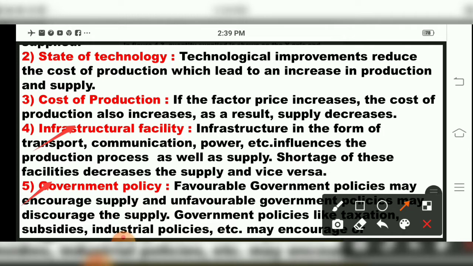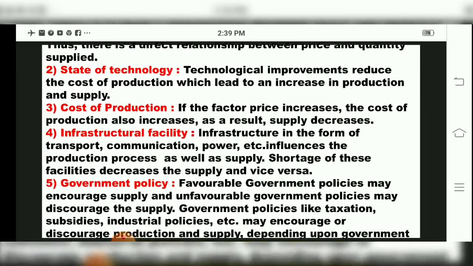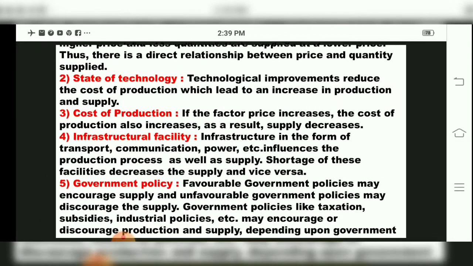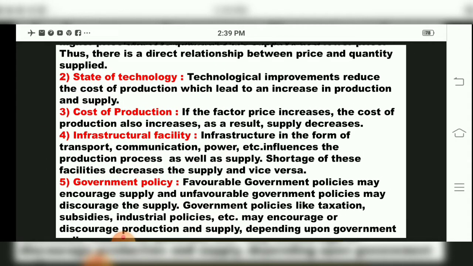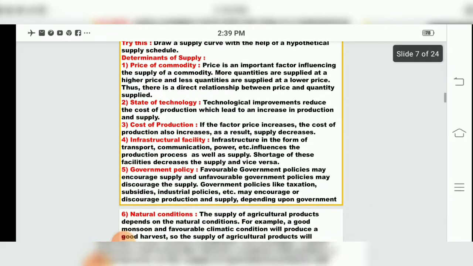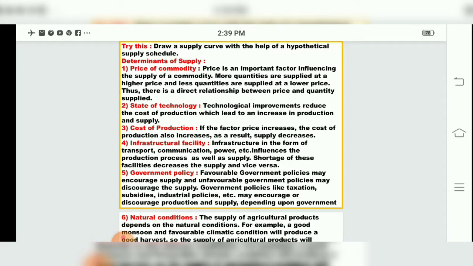So as I told you, even in technology the same thing is there, and even in government policies, say taxation policies, increase or decrease, children. So it will have an effect on supply. So if government policies change, tax increases, transportation cost increases, it will have an effect on industries and producers. Producers have to increase their product price then.